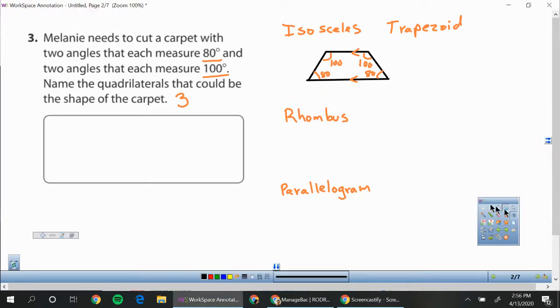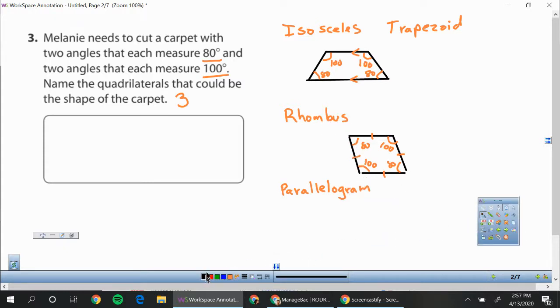Now a rhombus would be like so. And in this case, this angle would be 100, this angle would also be 100, this angle would be 80, and this angle will be 80. And it works since this side is going to be equal to this side, equal to this side, equal to that side. That's how the degrees work. And so it could also be a rhombus.